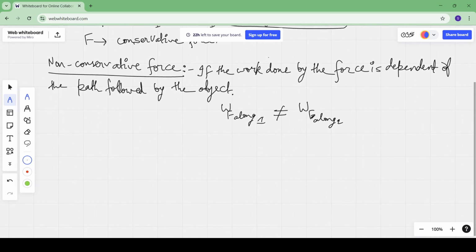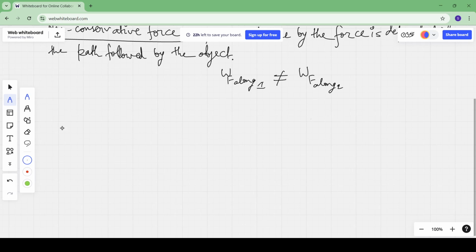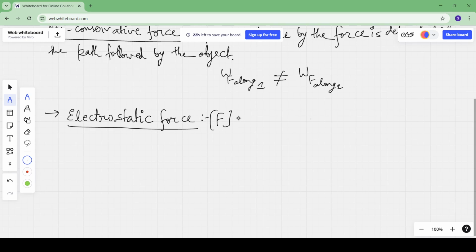Okay, so I'm giving you one example of each so that the definition will be clearer. First take an example of a conservative force. As we are already studying in class 12, there is one force called electrostatic force, or you can say electric force, whatever you want to call it. Let's take the symbol as F. So this is a conservative force.